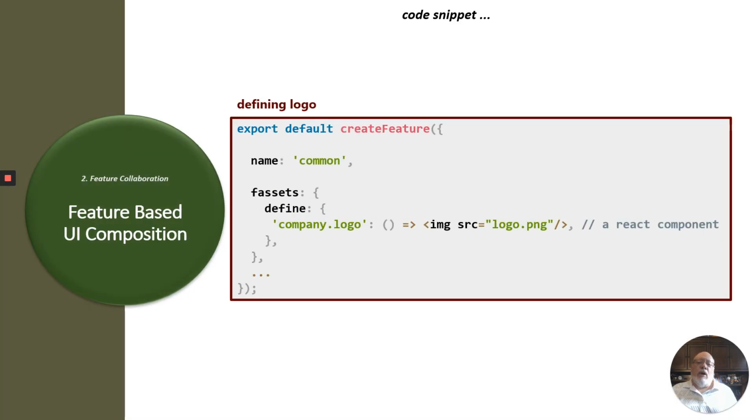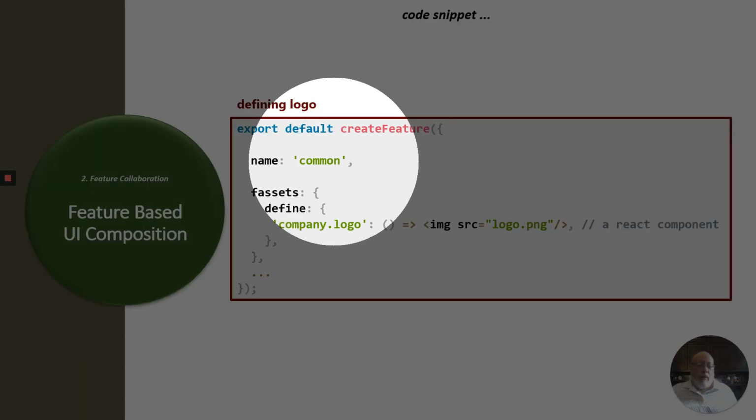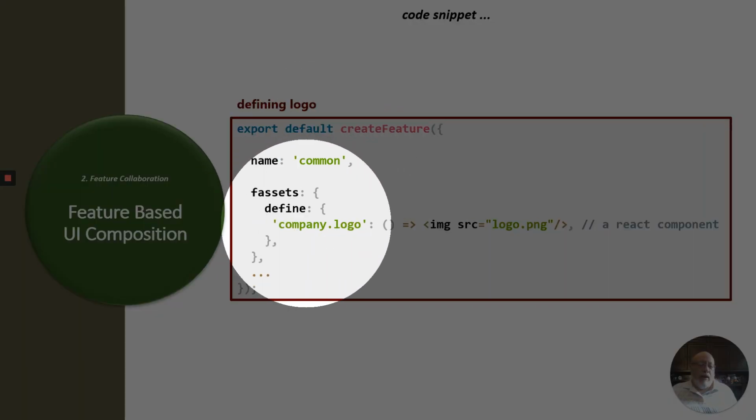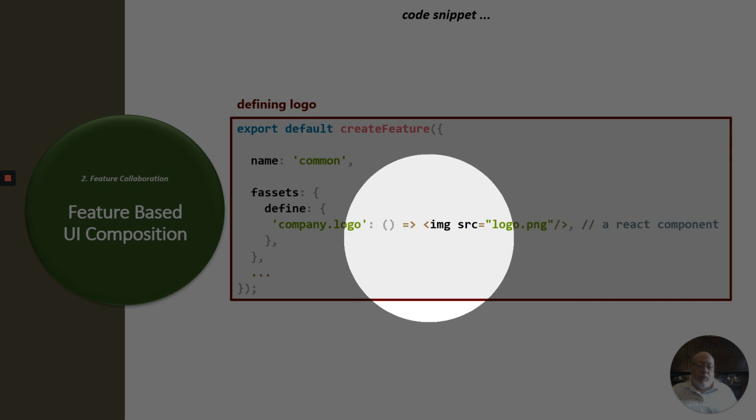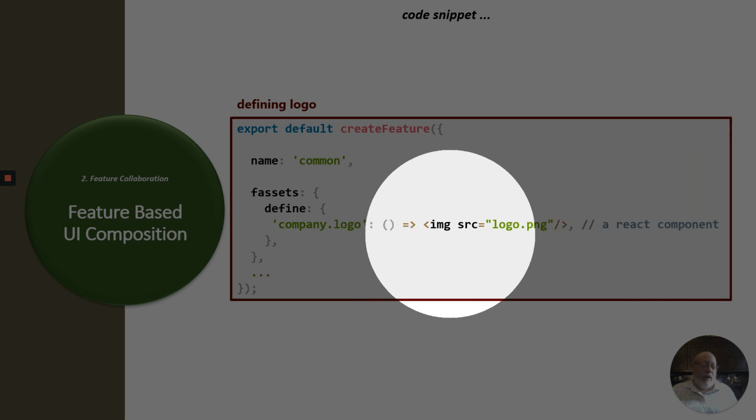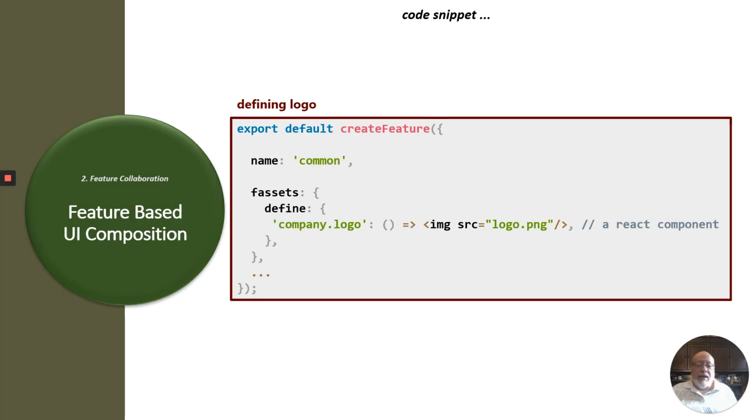Let's talk about UI composition. So here we are in a common feature, and it's promoting a company logo that happens to be a React component. Albeit a very simple one here. This could obviously be as complex as you need. There's nothing really new on this slide other than the fact that we are actually registering a React component as a resource on this facet.